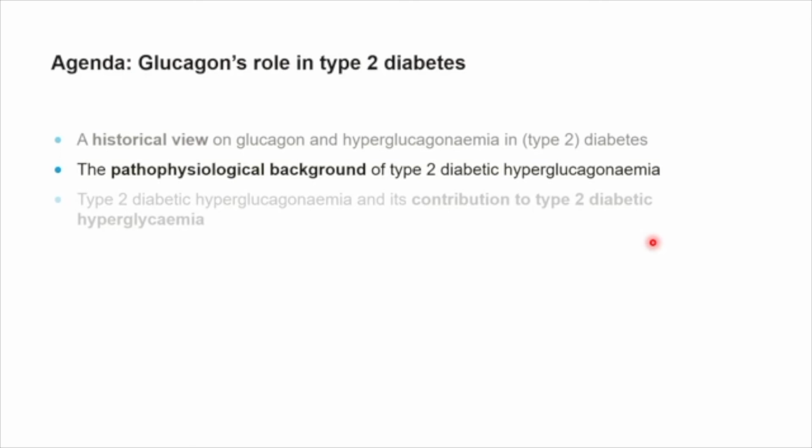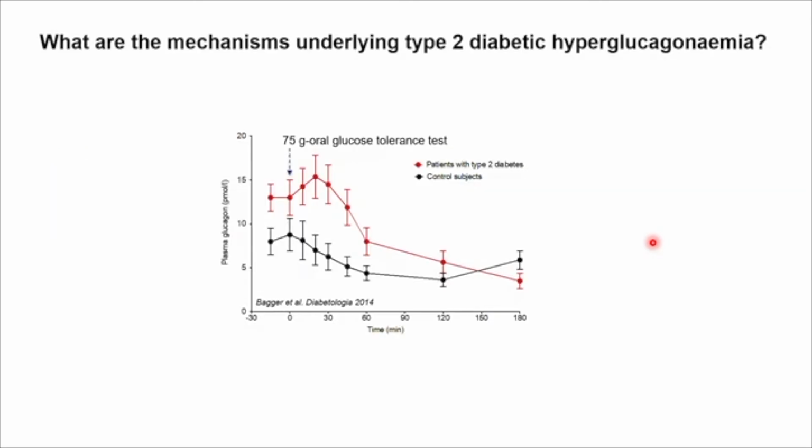Now I would like to move into the pathophysiological background for the hyperglucagonemic state of type 2 diabetes. Here's what happens when you give an OGTT, a 75-gram OGTT, to patients with type 2 diabetes and body mass index matched healthy controls.